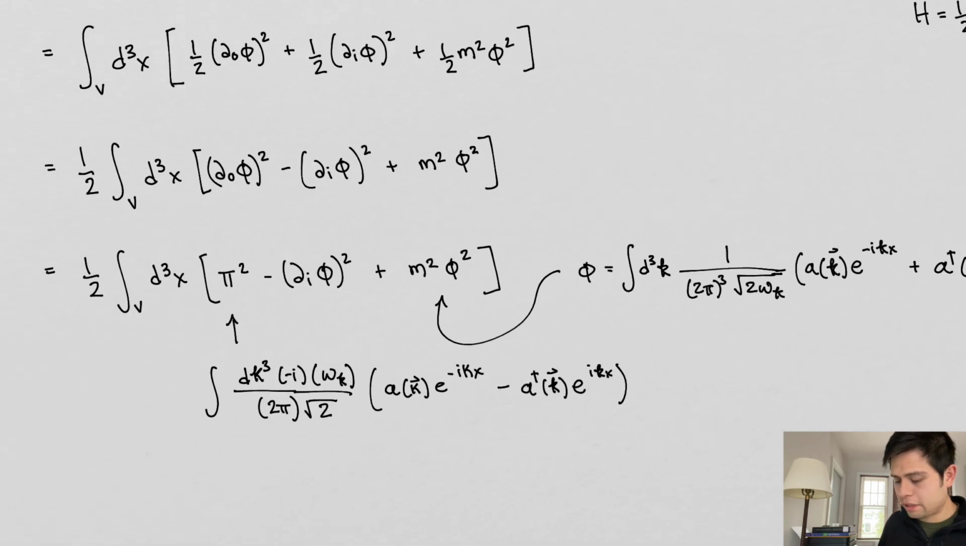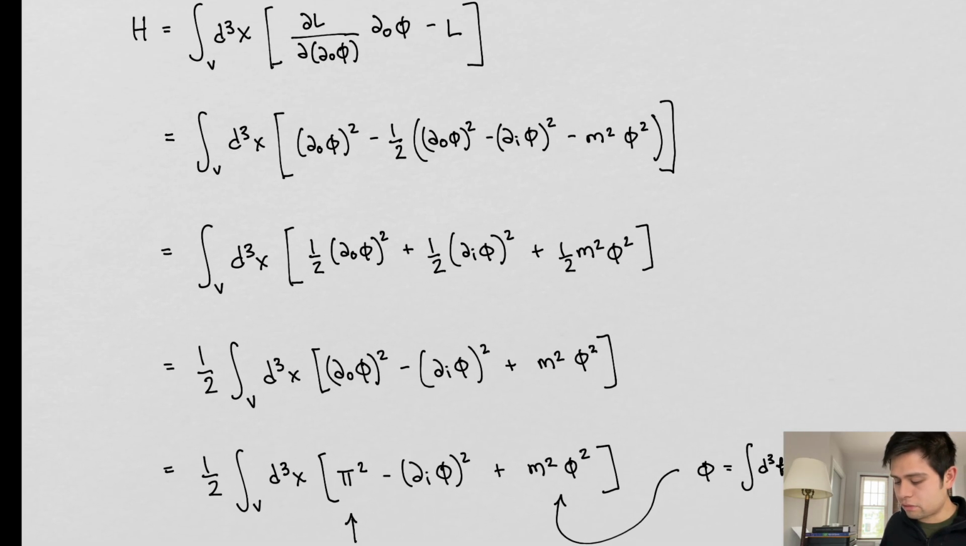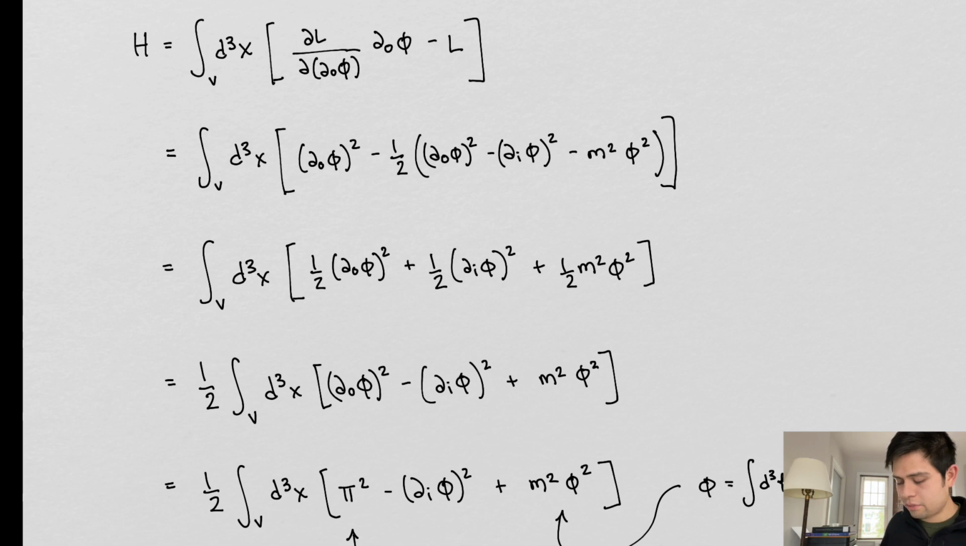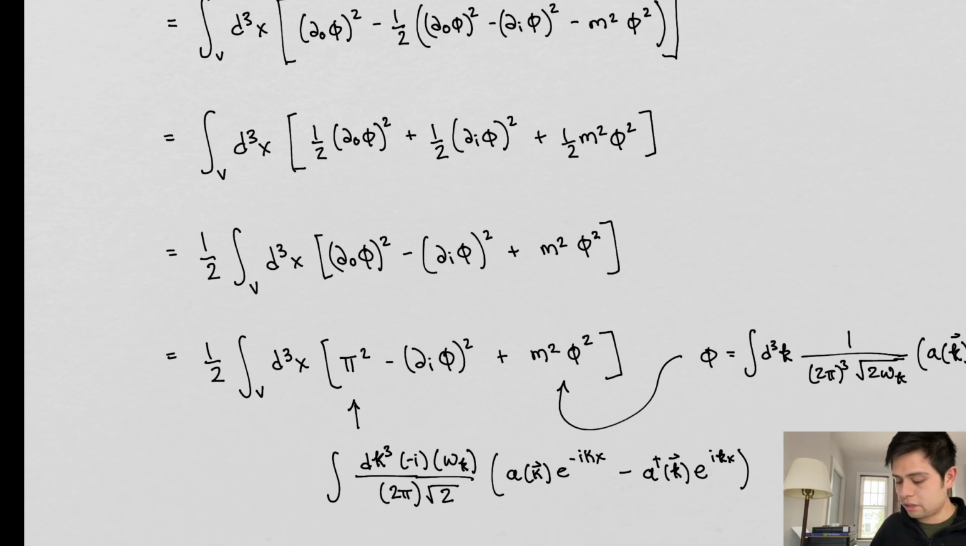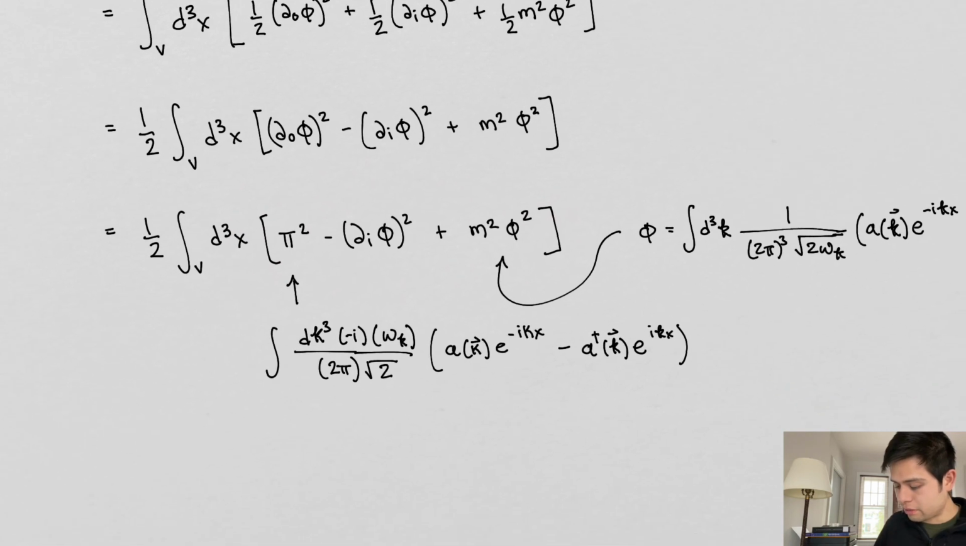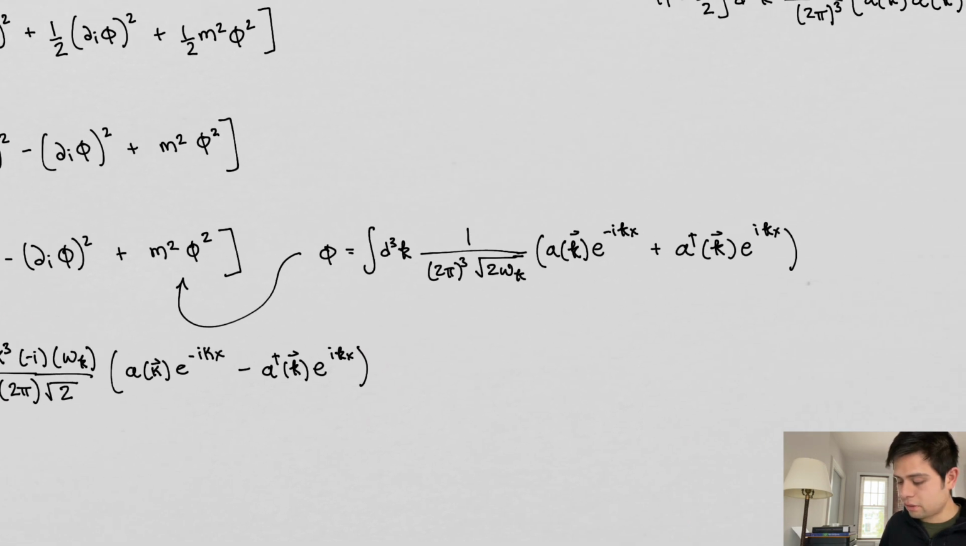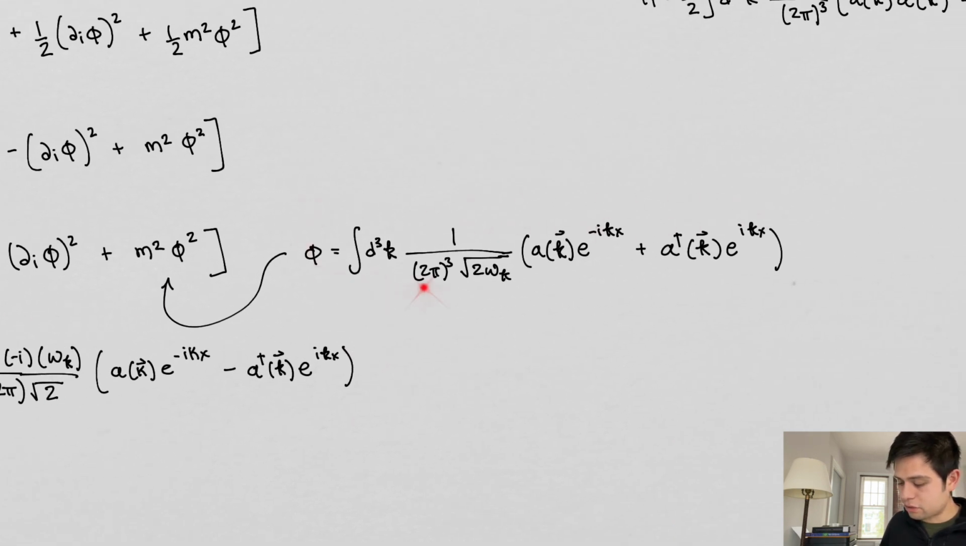A lot of this is really nothing new. We took this and literally just plugged in the Lagrangian and performed all the necessary steps to get to this point right here. Once we get to this point, we can recall that we had this form for our conjugate field and this form for our solution.